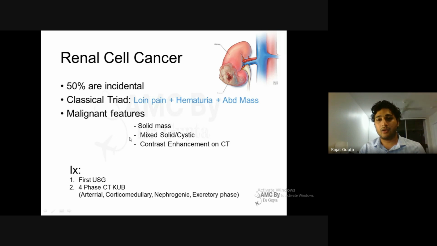Sometimes even if there is a cyst, we can't say whether it's malignant or benign, but the features that suggest a malignant cancer are if it is solid, or solid plus cystic, a mixed picture. And if there is any contrast uptake on CT, that suggests it's cancerous. But if it is just clear fluid, a cystic lesion, then it can be a simple renal cyst.